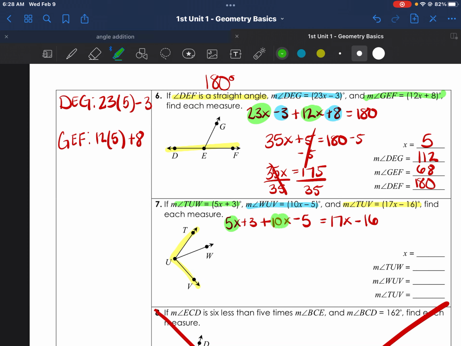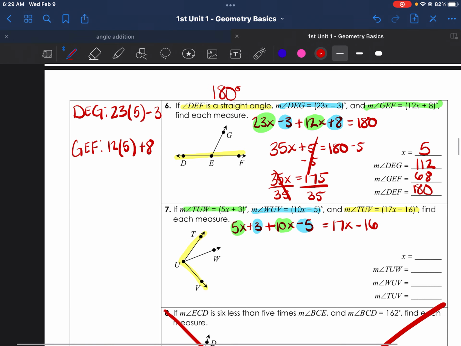Highlight your x's in one color, numbers in another. So 5 plus 10 will give me 15x.